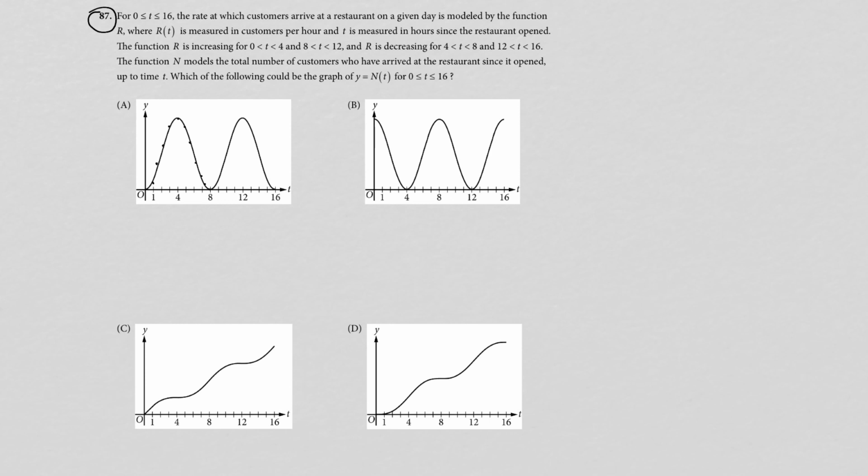They stop coming for a second. So I just want to tell you, this is rate versus time. Modeled by the function, where it's measured in customers per hour, and t is measured in hours since the restaurant opened. The function R is increasing. Oh, we want the function R to be increasing from 0 to 4, and from 8 to 12. So this one is doing it. But this has to be decreasing from 4 to 8 and from 12 to 16, which this one is.